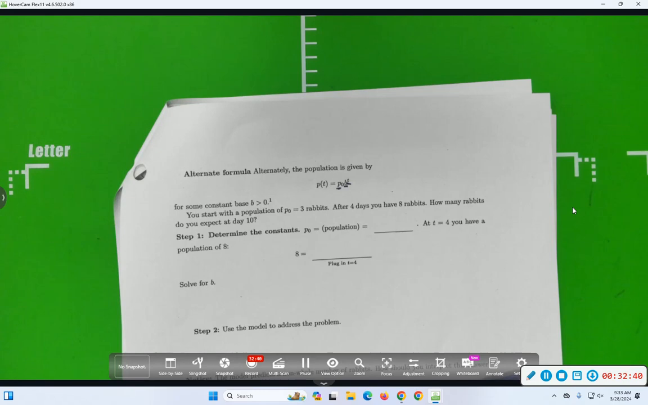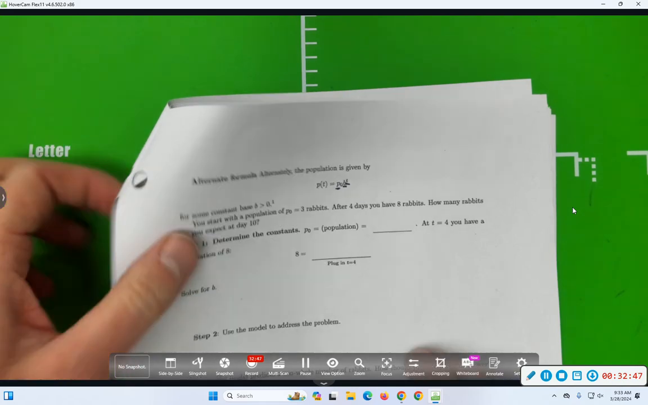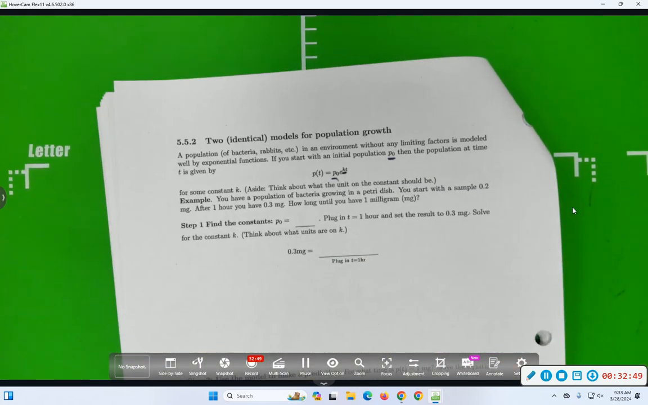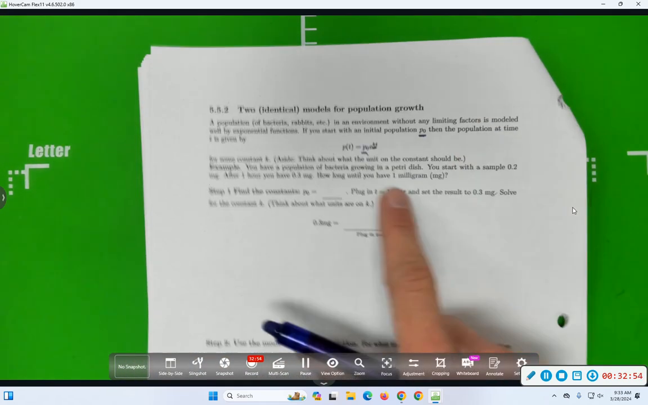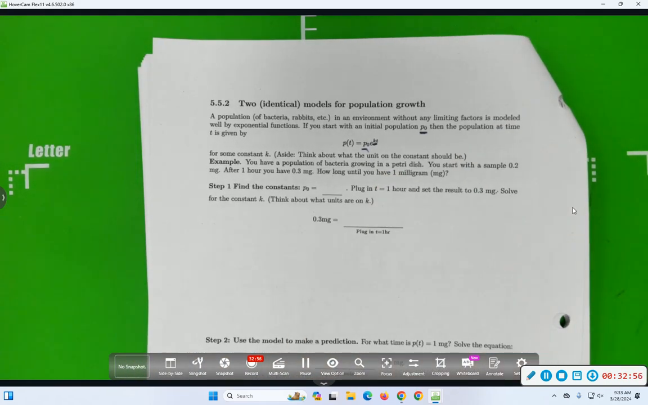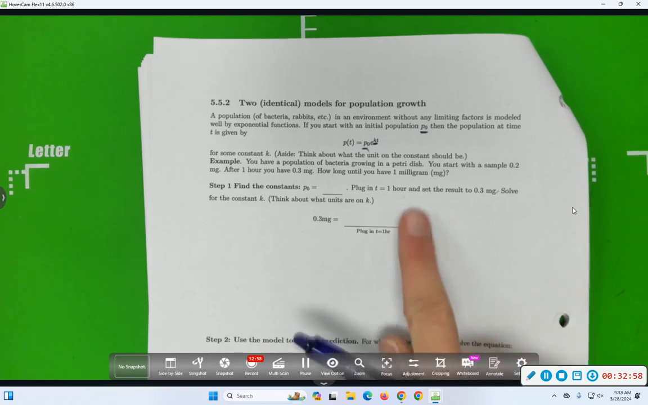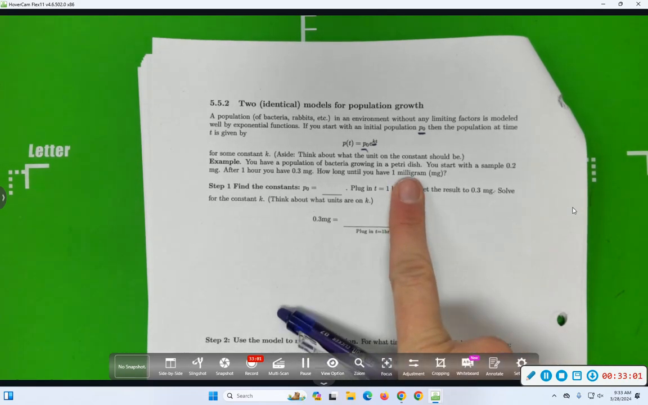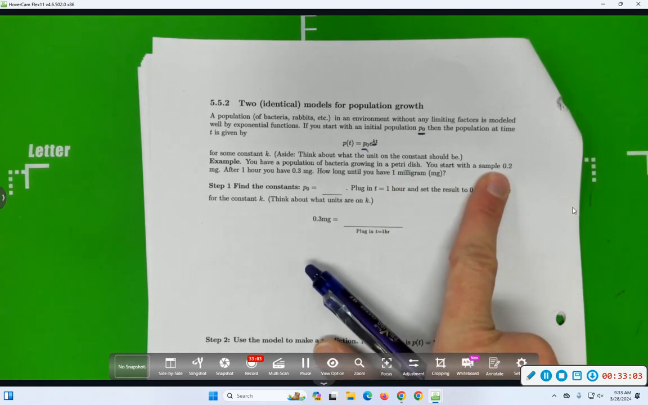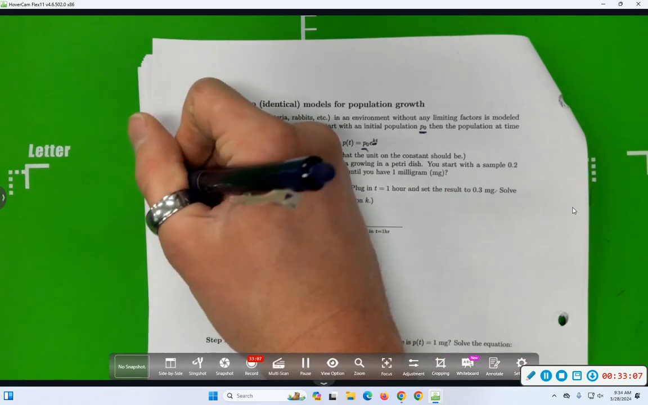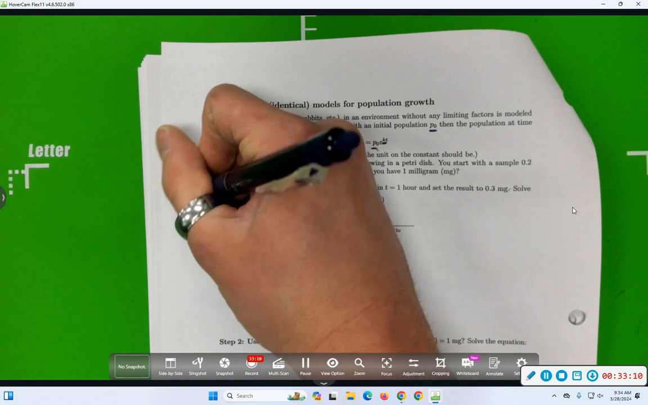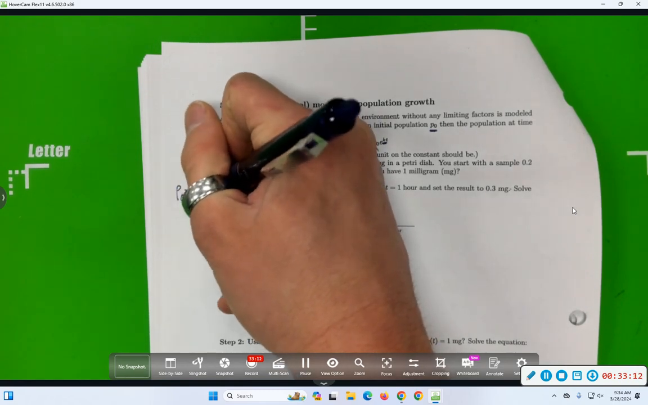So let's use these two models just to complete two problems. Here's the main point of what's left of today. Let's suppose you have a population of bacteria growing in a petri dish. You start with a sample of 0.2 milligrams of this bacteria. So I guess the initial population is 0.2 milligrams.